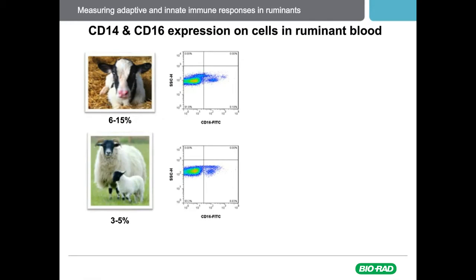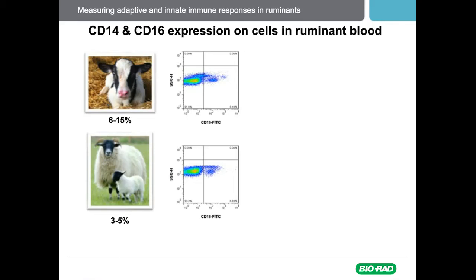For the analysis that we did looking at CD14 and CD16, the percentages that I'm showing you under the images of the cattle and the sheep represent the percentages of CD14 positive cells that we would typically see in the blood of these animals. The first thing to note is that we see a much higher proportion of CD14 positive cells in cattle than in sheep. That's always been of interest to us as to why that might be the case.